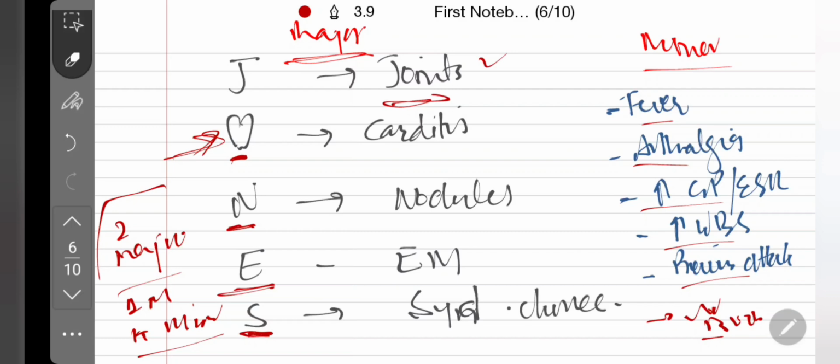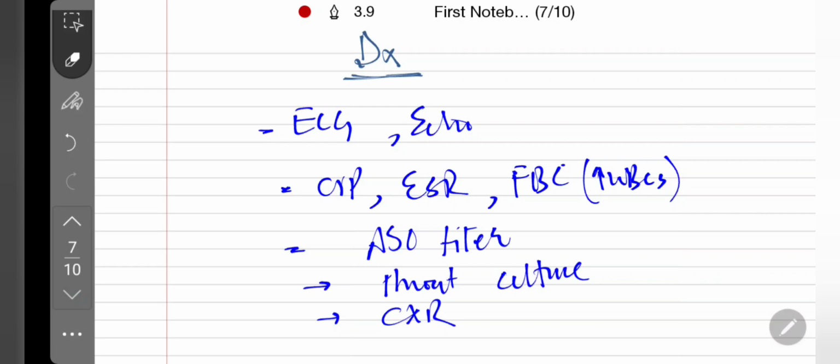So this thing could be easily avoided if we diagnose the rheumatic fever earlier. Okay. What other things we can do is the ECG.